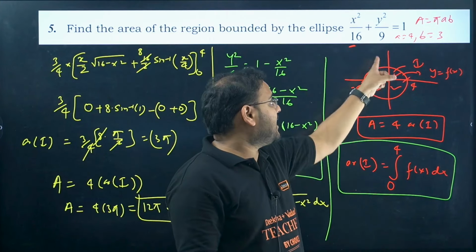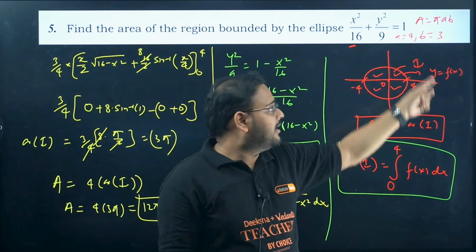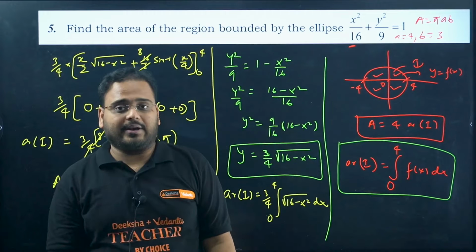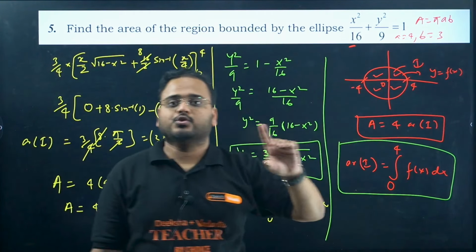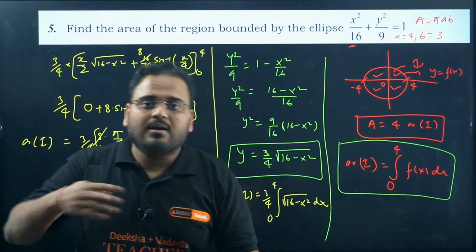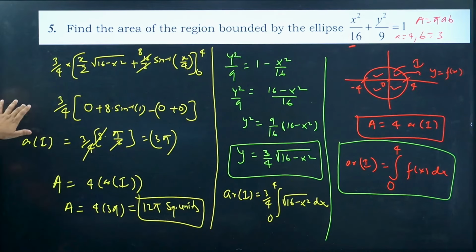If both the axes were the same, they would not be major and minor axes, then it will become a circle. Then it will become what? Pi A square, right? There will be no B. It will be the same value, so it will become pi A square or pi B square because A and B will be the same in the case of a circle. This is done.